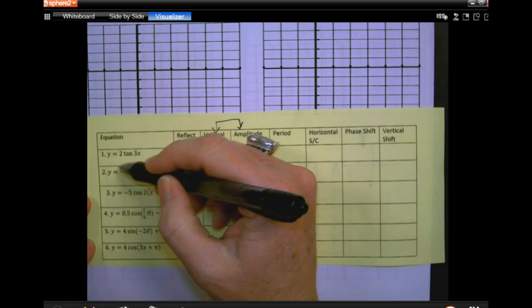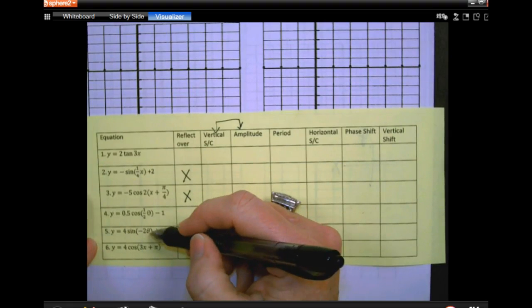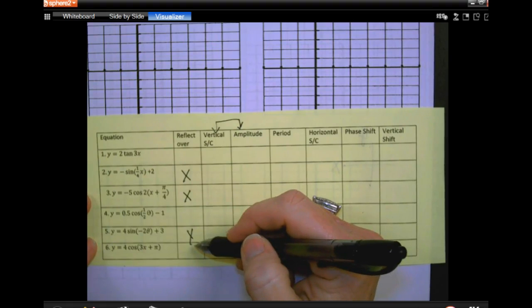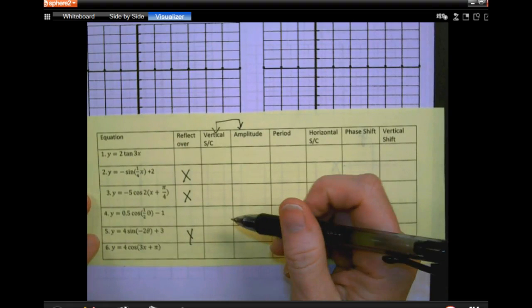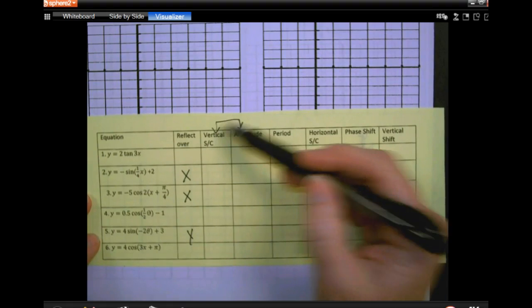All right. So, if the negative is outside, it's a reflection over the x. If the negative is inside, it's a reflection over the y. Nothing is right. All right, so vertical stretch and compression and amplitude. These are always the same.